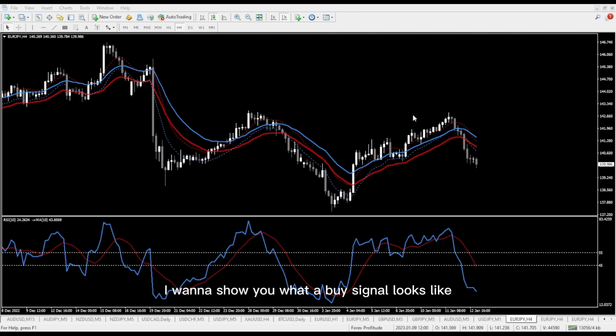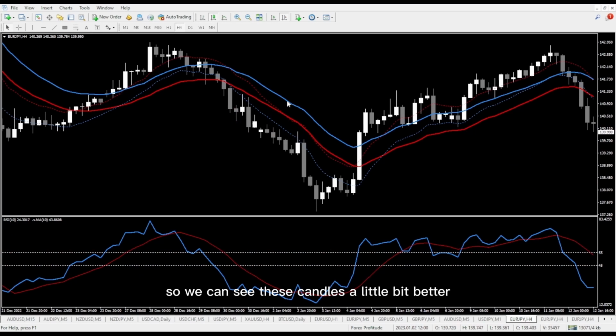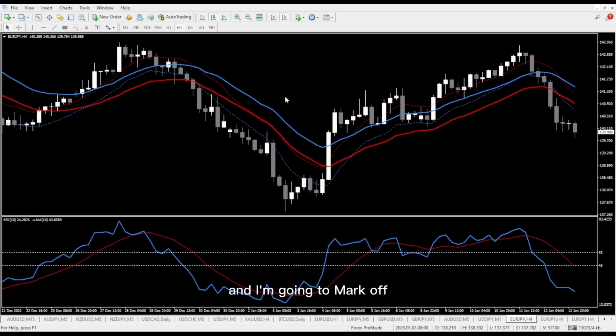I want to show you what a buy signal looks like, and I want to show you what a sell signal looks like. So I'm going to zoom in on the chart so we can see these candles a little bit better. And I'm going to mark off the first buy one that I see here. So we've got a buy signal right here.